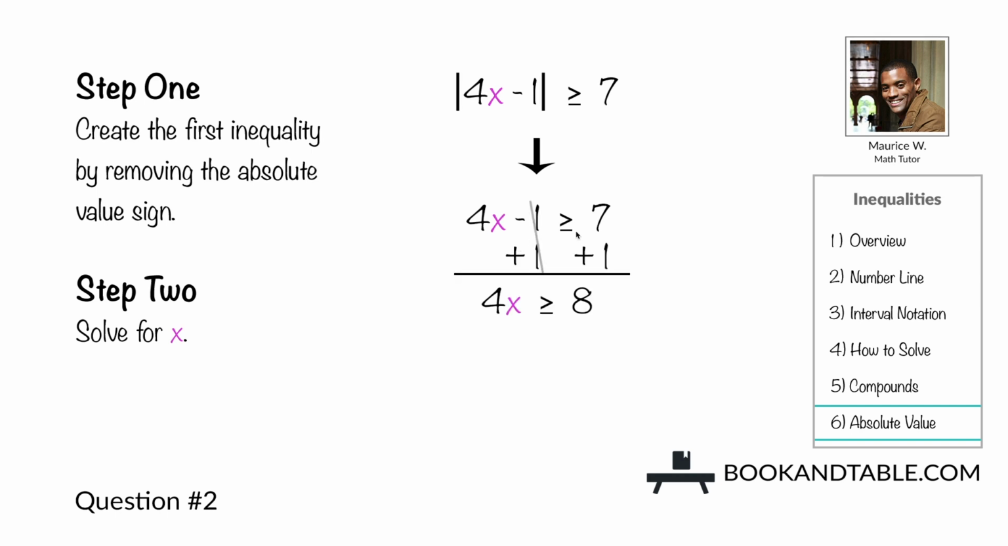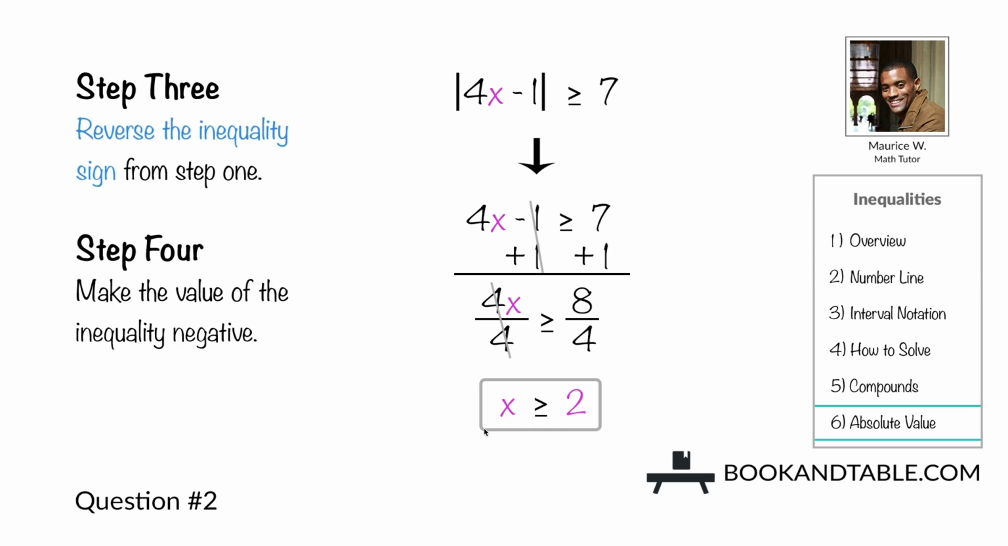So we'll add 1 to both sides, giving us 4x is greater than or equal to 7 plus 1, which is 8. And now to remove this 4, we divide both sides by 4, giving us x is greater than or equal to 8 divided by 4, which is 2. So the first interval for our answer is x is greater than or equal to positive 2. So now we want to put that to the side and find the second interval for our answer.